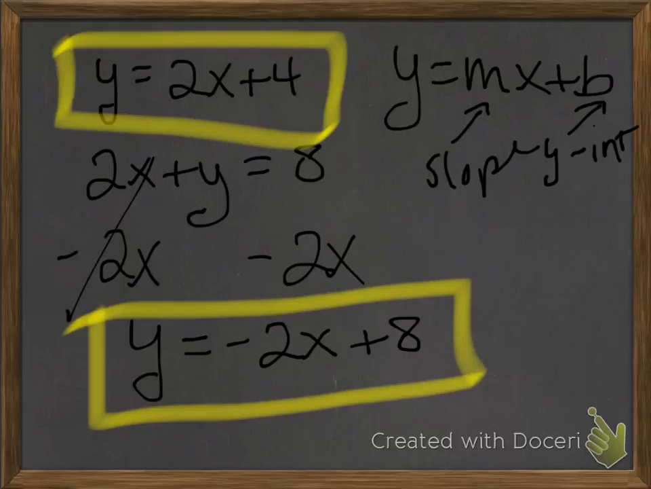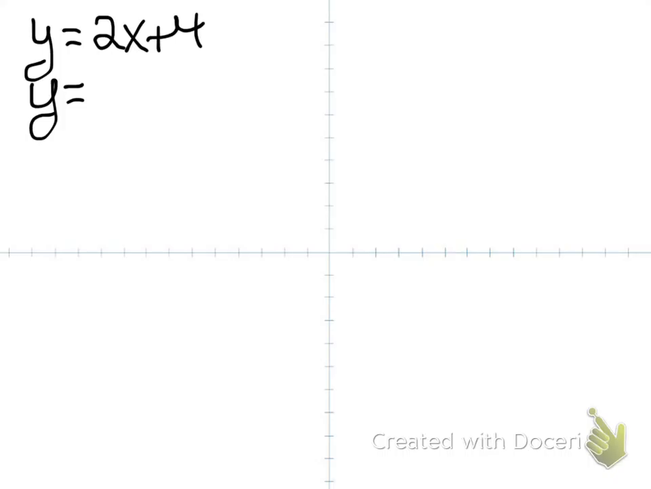So I'm going to look at the next page here. I'll write our two equations at the top so we don't forget. y is equal to 2x plus 4, and then y is equal to negative 2x plus 8. Now I do apologize, if you're following along on the foldable, you will have to add an extra box in order to graph your negative 2x plus 8.